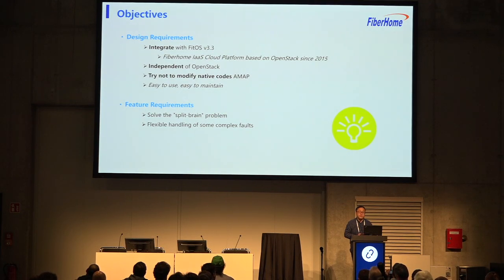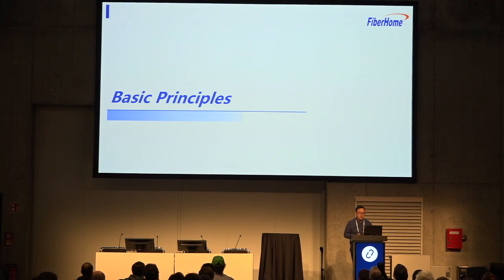So before the implementation, we put forward 2 requirements for design and feature. The design must integrate with our product, and it must be independent of OpenStack, and try not to modify native code. And in the feature area, it must be able to handle the split brain problem and some complex faults. So these are our goals. And next, I'll begin to explain our method.